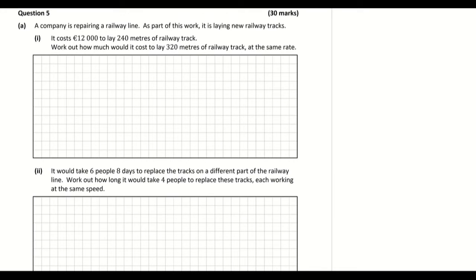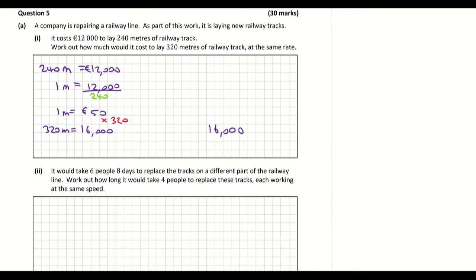So a little bit of algebra here, really. So I have 240 metres of track costing €12,000. So let's work out how much it costs, first of all, for 1 metre of track. So I'm dividing both sides by 240. So 1 metre is costing €50. The question wants me to get 320 metres of track. So I just need to multiply this by 320. So 50 multiplied by 320 is €16,000. So my answer there is going to be 16,000.